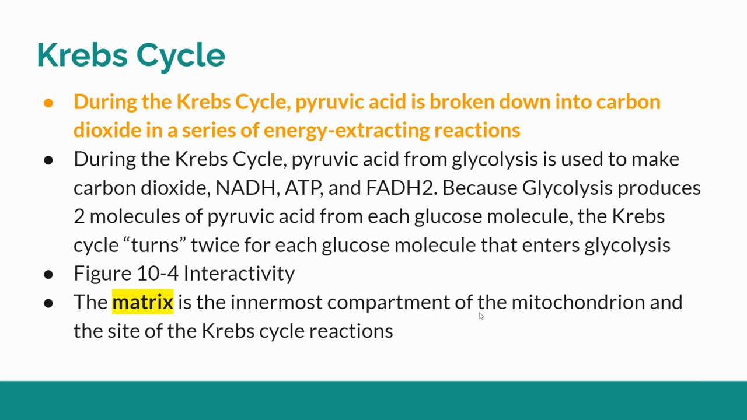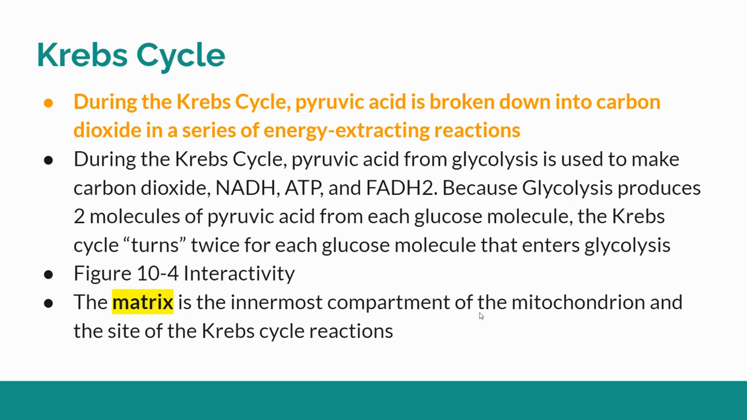So during the Krebs cycle, pyruvic acid is broken down into carbon dioxide in a series of energy extracting reactions. Multiple reactions are going to take place in the Krebs cycle. Multiple. You see this? I promise you are going to want to have your textbooks open to 317 because you are going to need to see this as I explain it. It is something where a visual aid is really going to be beneficial.